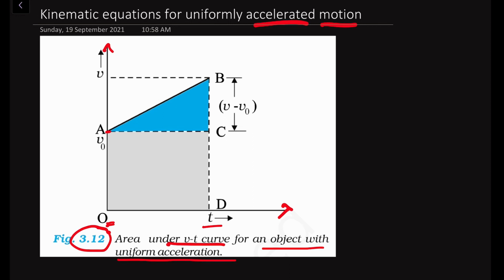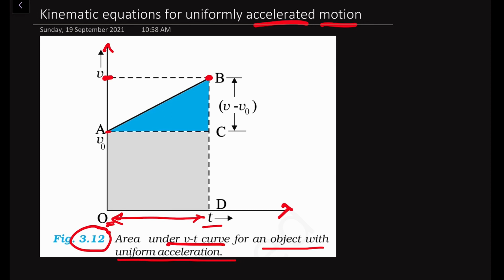After time t, this duration of time is t, the velocity is at this point, which is small v. We can see that the velocity is increasing linearly. So in this uniform acceleration we have to derive the kinematic equations for this motion.